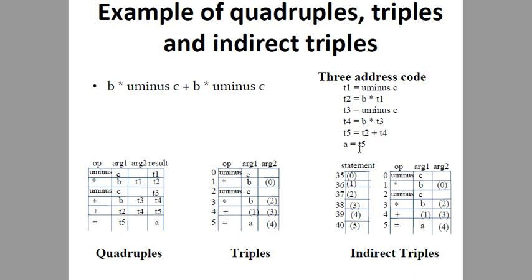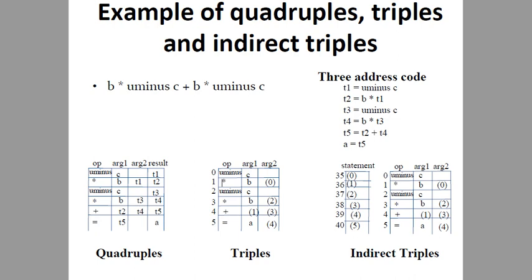And over here you see that A is equal to T5. So T5 is being stored in 4. The reference to T5 is 4. So that is why T5 means 4, and A is equal to T5 means 4. So over here one extra column which was being stored in quadruples is eliminated.